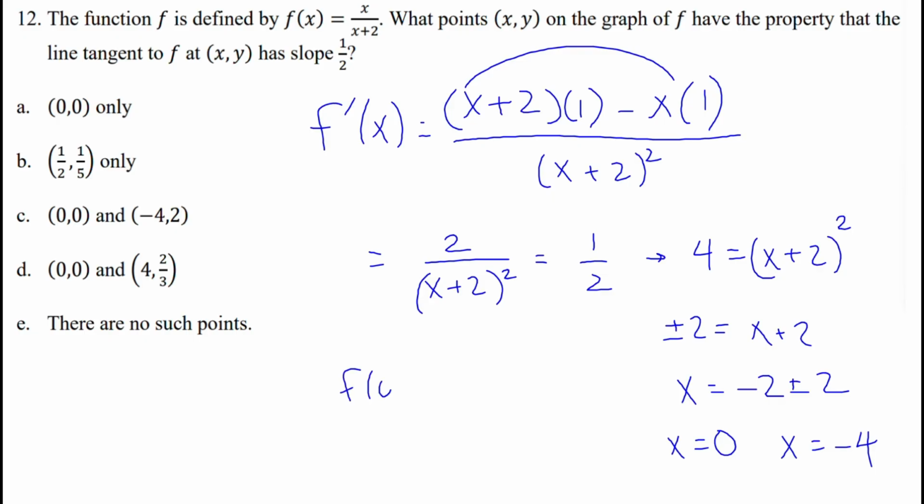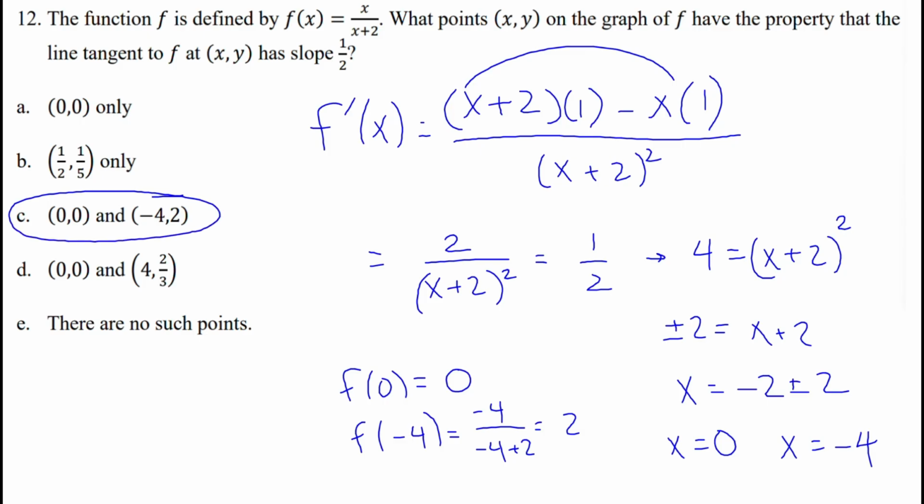Right? So f of 0 is equal to 0 over 2, so that's 0. And f of negative 4 is equal to negative 4 over negative 4 plus 2. Well, negative 4 plus 2 is negative 2, so we have negative 4 over negative 2, which is 2. So it looks like the points at x equals 0 and x equals negative 4 are defined. We get the point 0, 0 and the point negative 4, 2, which is answer choice C.